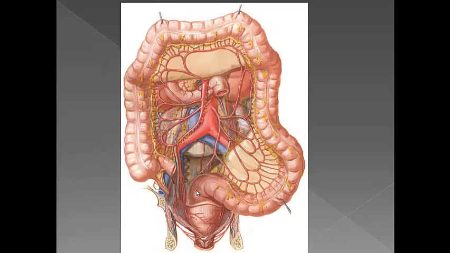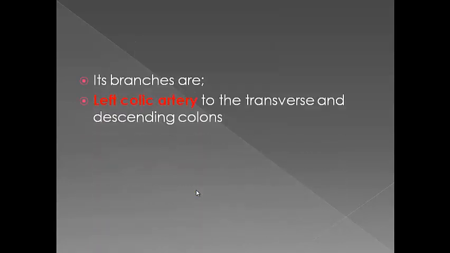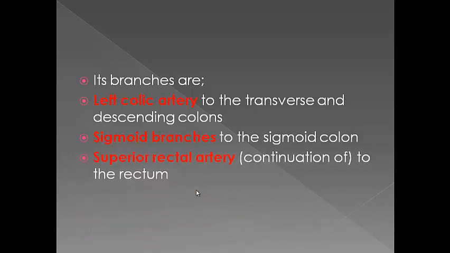So the branches that come out of the inferior mesenteric artery are the left colic artery, that's the one that supplies the transverse and descending colons. You've got the sigmoid or sigmoidal branches to the sigmoid colon, so those are going to be easy to remember. And then it ends or continues as the superior rectal artery.